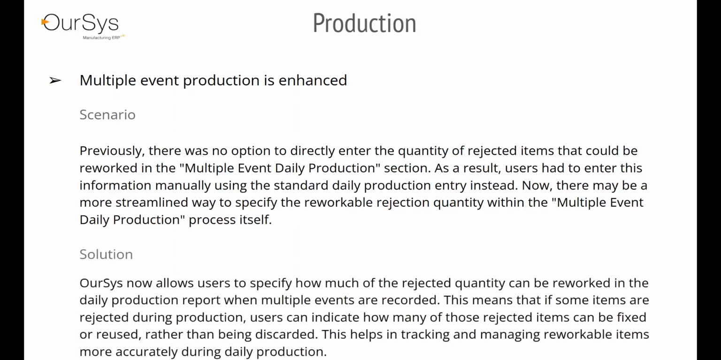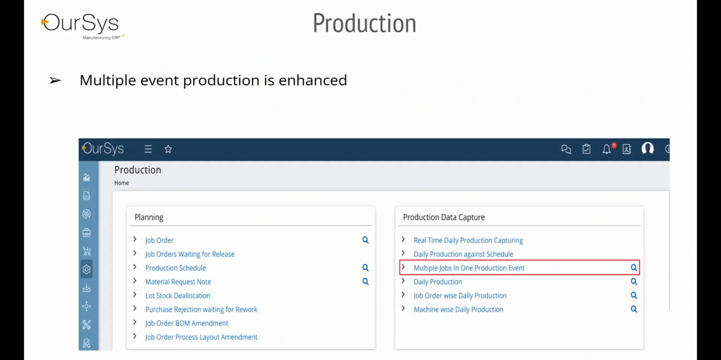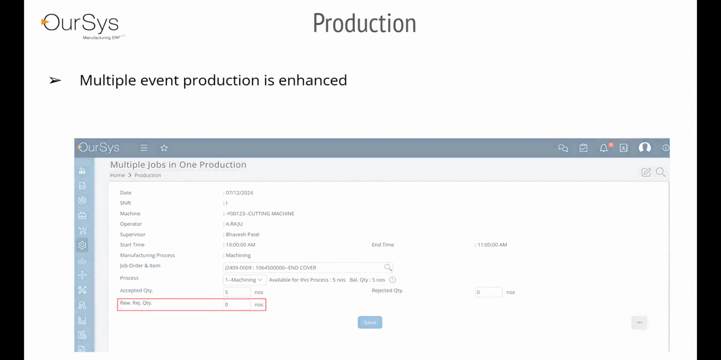So now, to make it easier, we have given a provision where the user can directly update the reworkable rejected quantity in the multiple event daily production screen. Here you can see we have a provision where multiple job order daily production transactions can be tagged in one go. It also covers a separate field called reworkable rejected quantity. So now users do not have to go to the standard daily production data capturing to mention the rejected rework quantity.